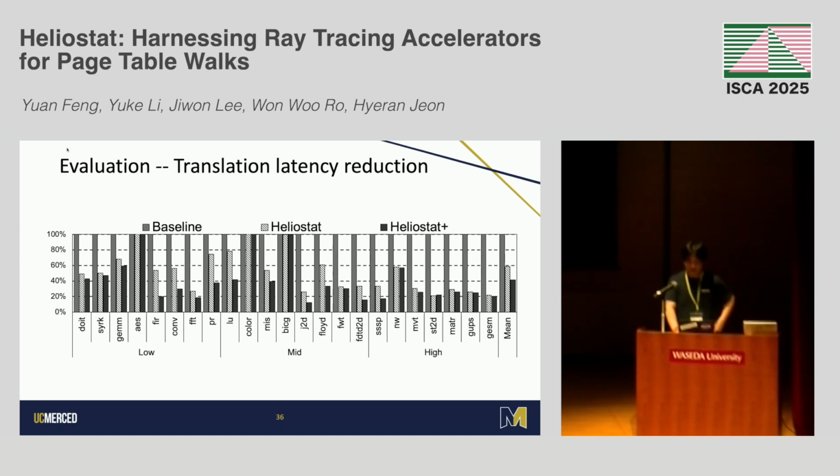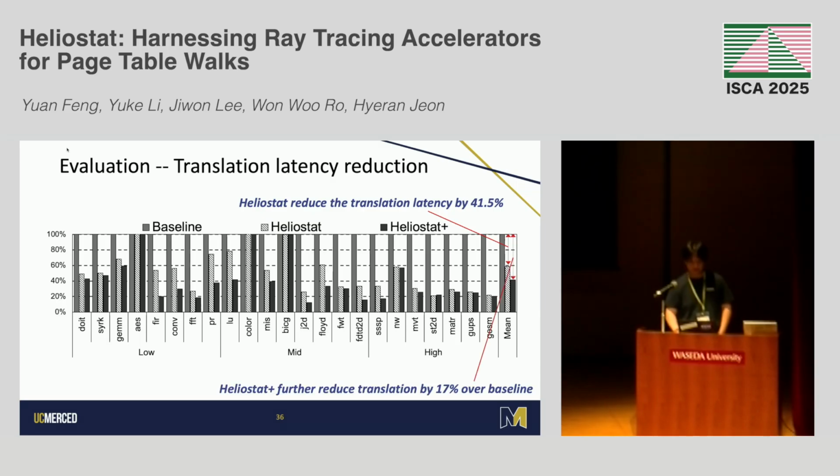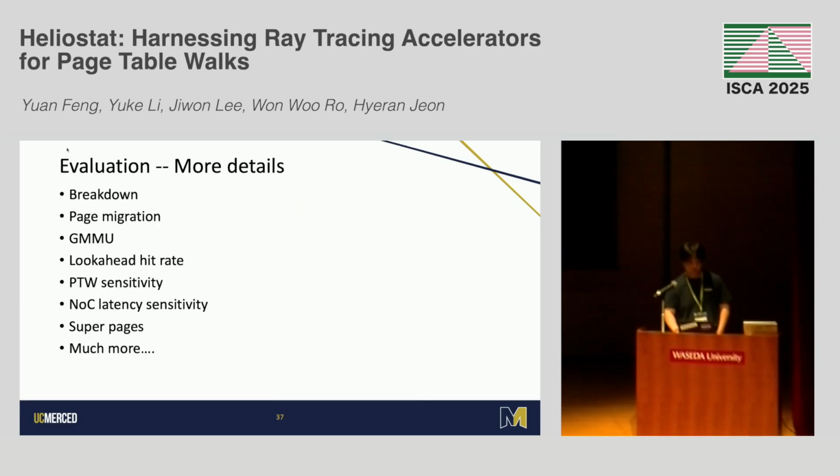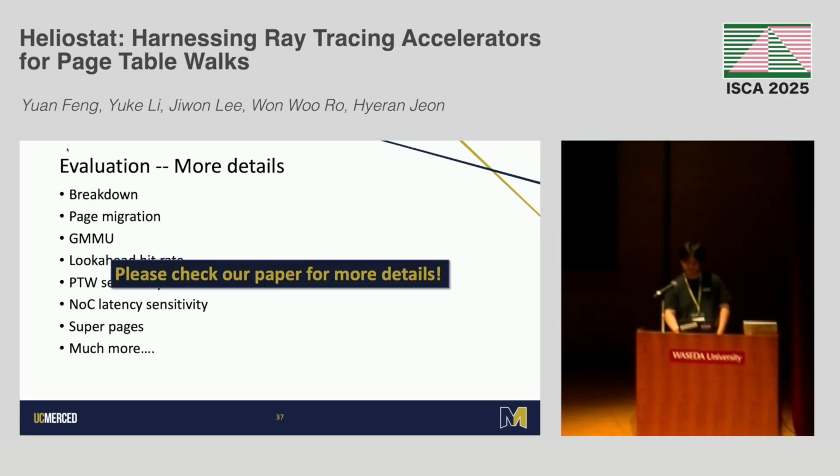In this slide, we show the average translation latency reduction. On average, Heliostat is able to reduce translation latency by 41%, and Heliostat Plus is able to further reduce the latency by 17%. We have many other evaluation results, like performance breakdowns, performance under page migrations, and much more. Please check our paper for more details.